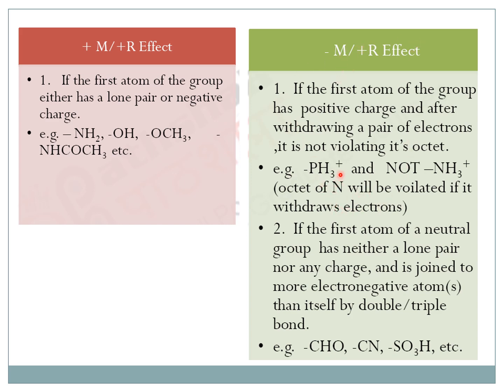This type of molecule shows the minus M or minus R effect. Here we see that there is a positive charge. So when the central atom acquires a positive charge, they mainly show the minus M or minus R effect. And if there is a multiple bond, double or triple bond, like in aldehyde and cyanide, in aldehyde carbon and oxygen have a double bond, in cyanide carbon and nitrogen have a triple bond. So whenever there is a double bond or triple bond, they also show the minus M or minus R effect.